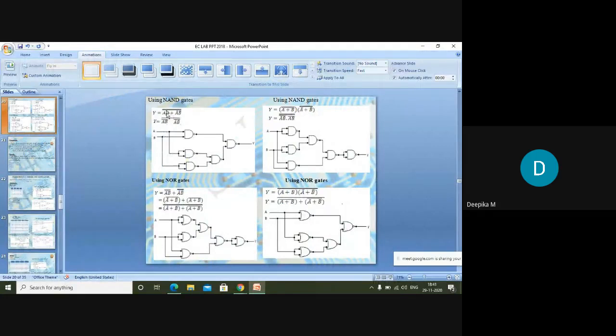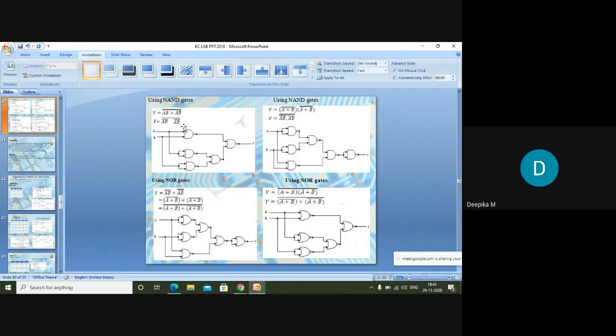You can see here, this is my expression: AB plus A bar B bar is the one SOP term I'm having, correct? So for that, what I have to do is apply the double bar. You know that A plus B whole bar is nothing but A bar into B bar, correct? And A bar plus B bar whole bar is nothing but A into B.